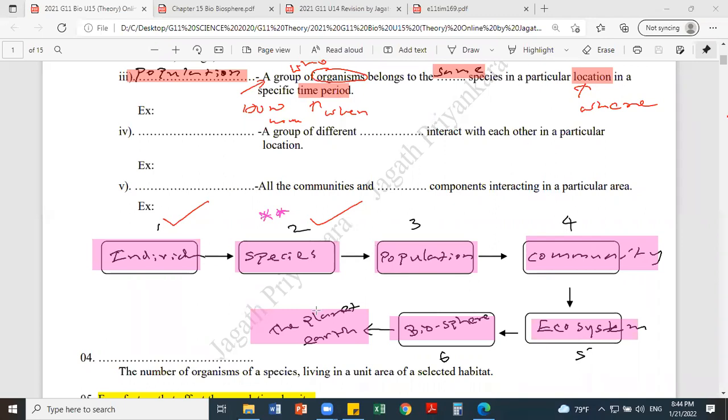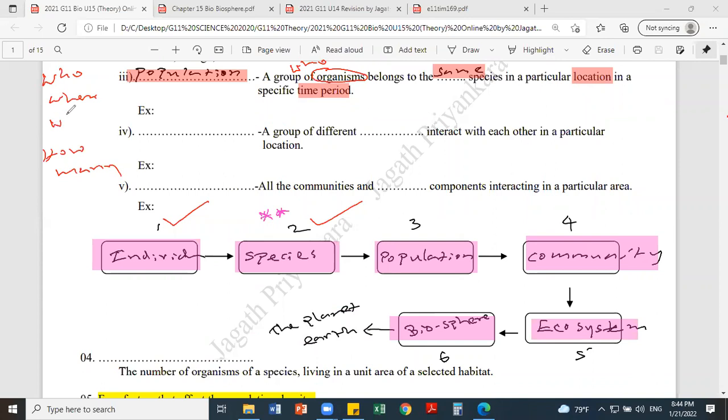When you write an example for the population, your example should include what? These: who, where, when, how many. How many means the number. How many elephants? Where? Yala. When? 2001. How many? The number. Who, where, when, how many. 1, 2, 3, 4, like that. Is that clear, everyone?